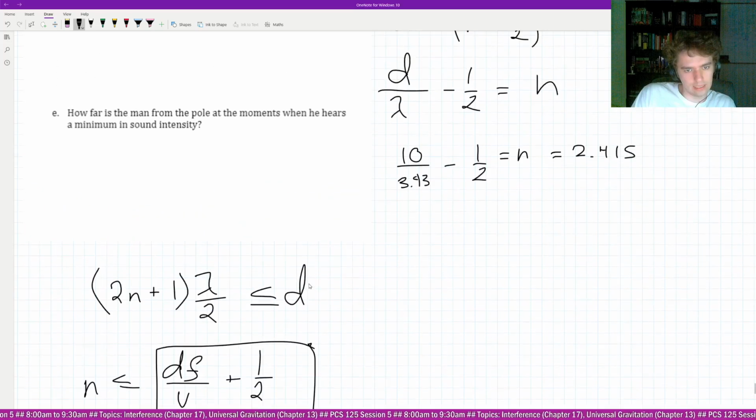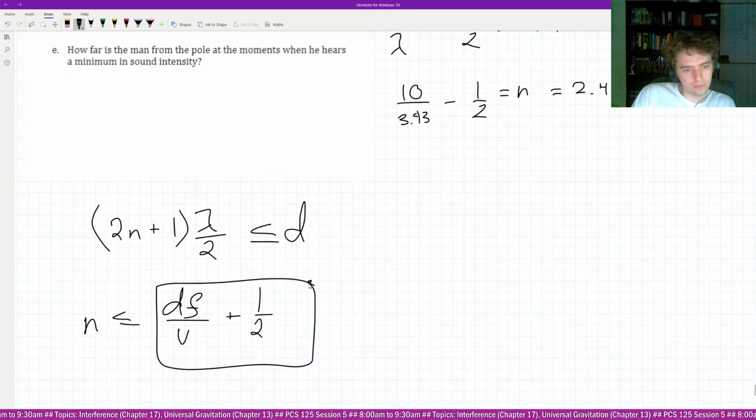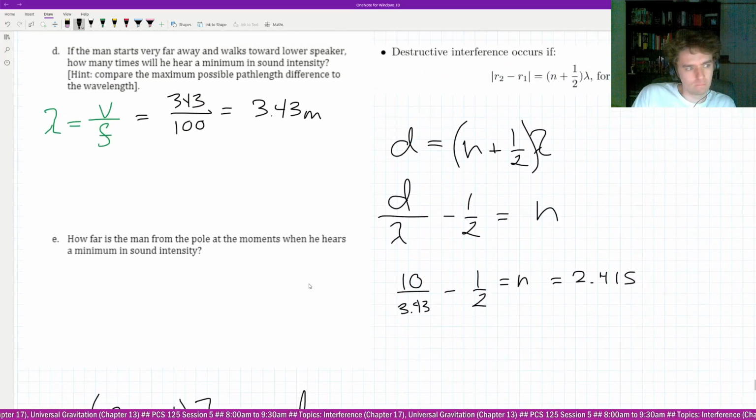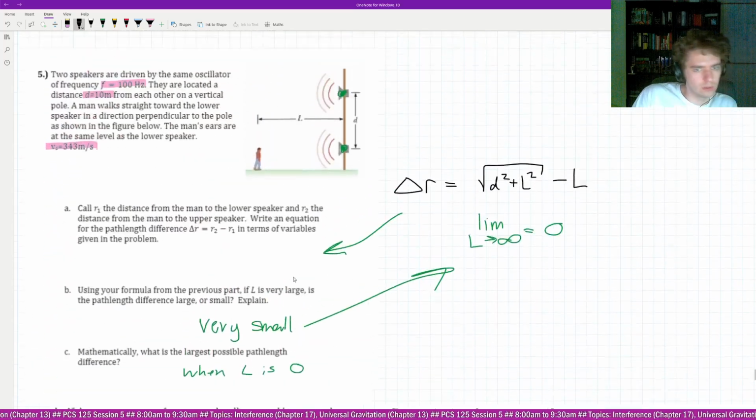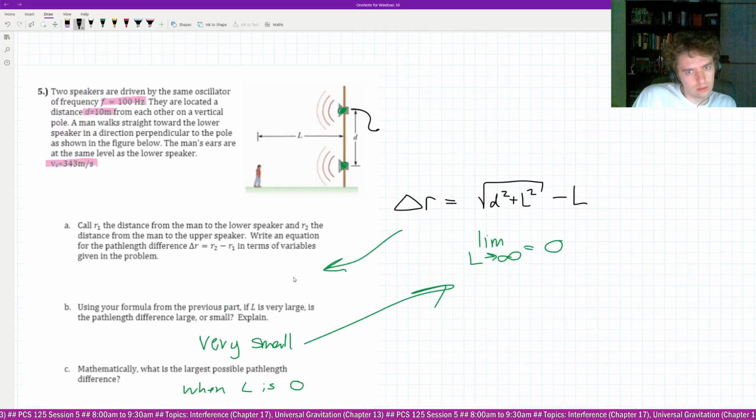Why is d... Isn't d the maximum path length difference? Is that what they meant when they said compare? Like, the maximum distance, the maximum path length difference can be d. This is what they mean by d, though, in the solution. This is what they mean by d here.